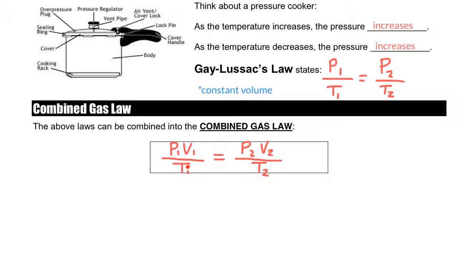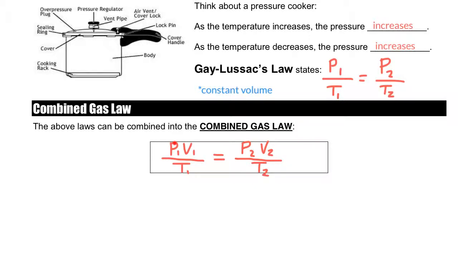P1V1 over T1 equals P2V2 over T2. So the way you would use this is you're comparing initial conditions with final conditions. If I start with a certain temperature and a certain pressure and a certain volume, and I make a change to the temperature or the pressure, let's say, well, now that change in temperature, that's the new temperature over here. When you change the pressure, that's the new pressure over here.